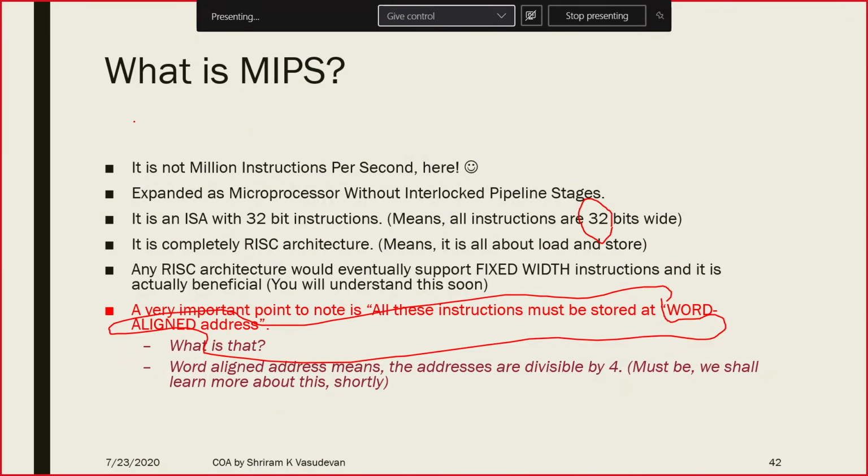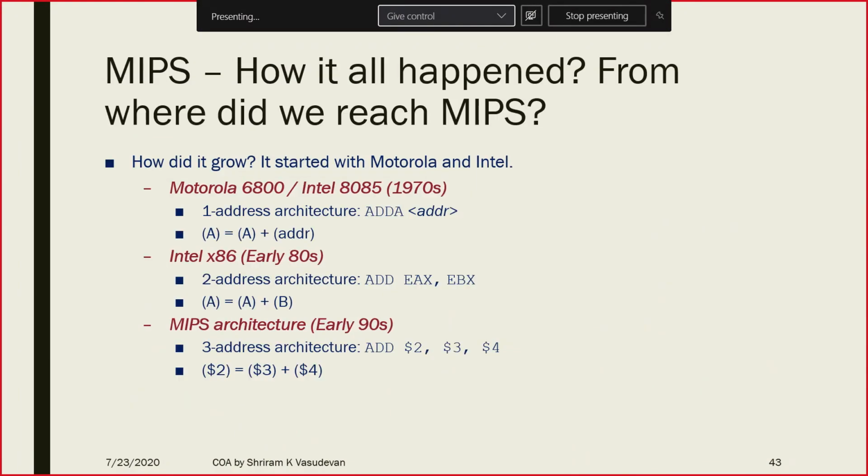Very simple. The addresses must be divisible by 4. Wherever we store content, that address should be divisible by 4. An address which is not divisible by 4 cannot be called a word aligned address. MIPS has to work completely with word aligned addresses, and all the instructions must be stored at word aligned addresses only. Do you all understand? It is word aligned addresses that we are going to use.